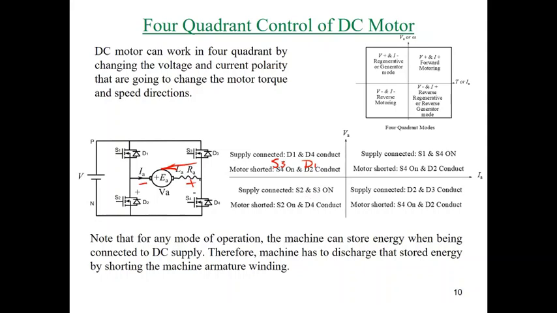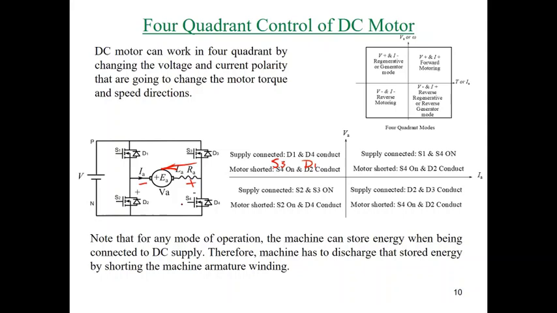Again, let's see it in the figure here. The current now is moving in that direction. So in order to make a short circuit, we need to turn on S2 with D4 to flow the current in that loop. Is it clear? Yes. So this is the reverse motoring mode.